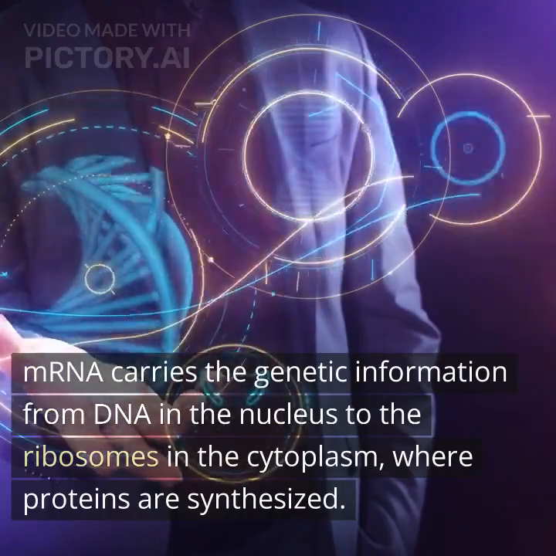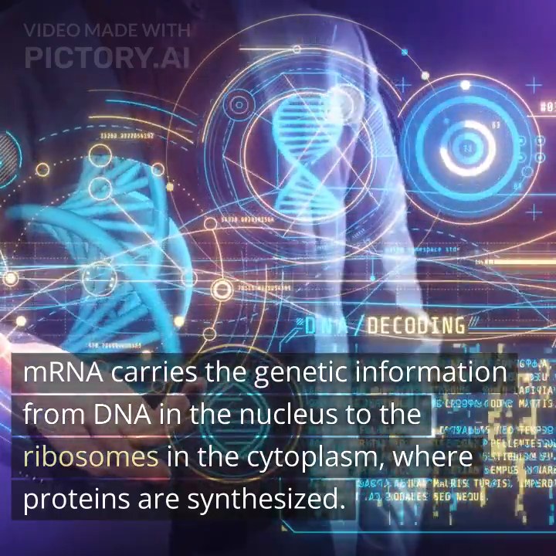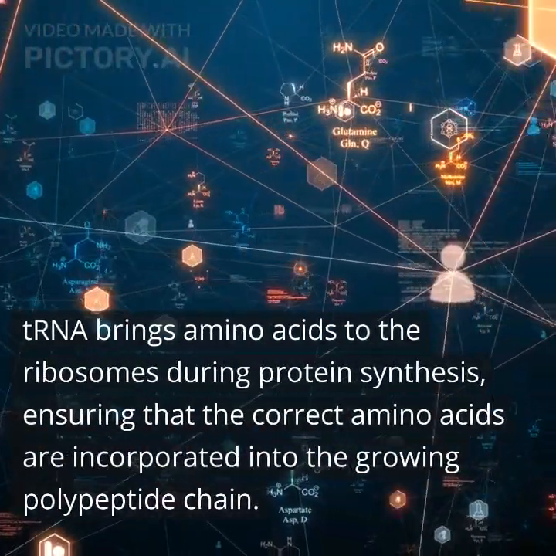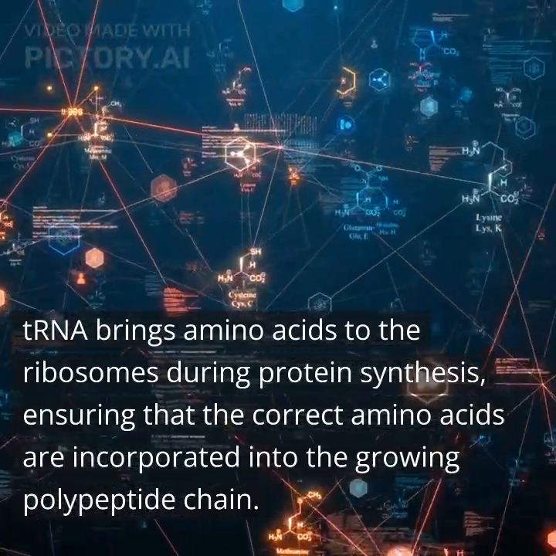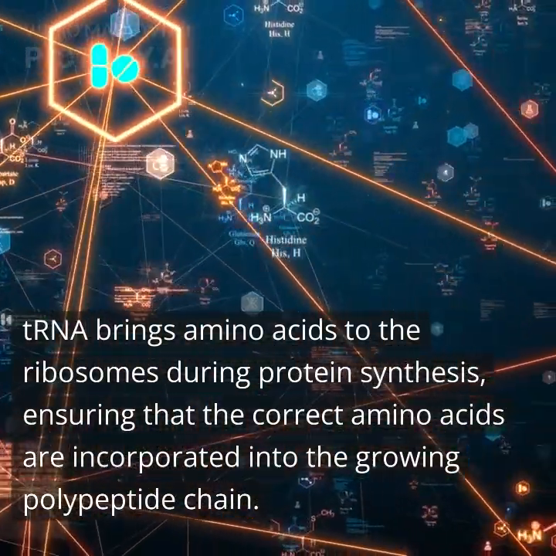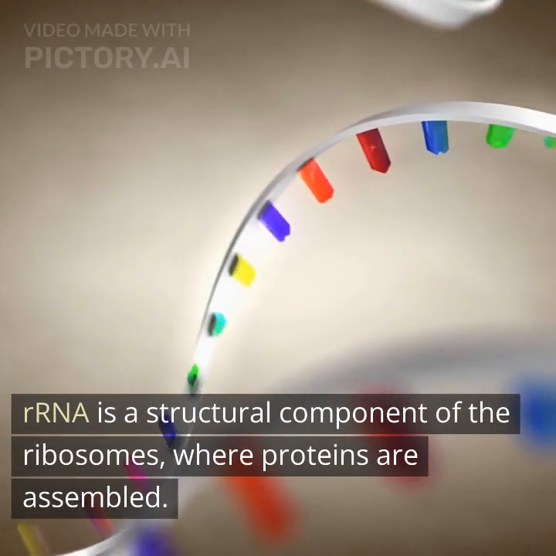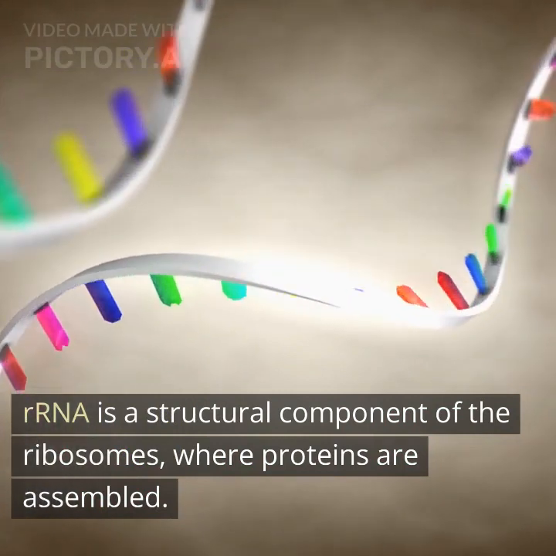mRNA carries the genetic information from DNA in the nucleus to the ribosomes in the cytoplasm, where proteins are synthesized. tRNA brings amino acids to the ribosomes during protein synthesis, ensuring that the correct amino acids are incorporated into the growing polypeptide chain. rRNA is a structural component of the ribosomes, where proteins are assembled.